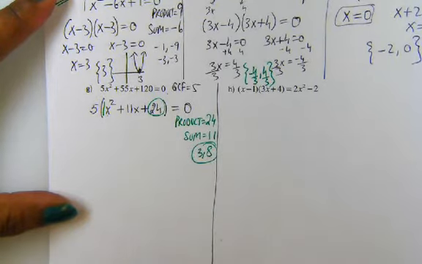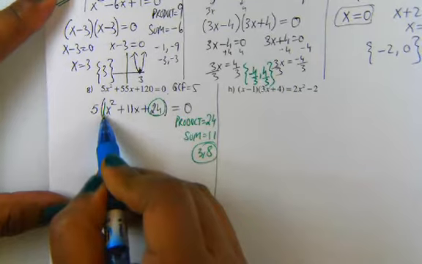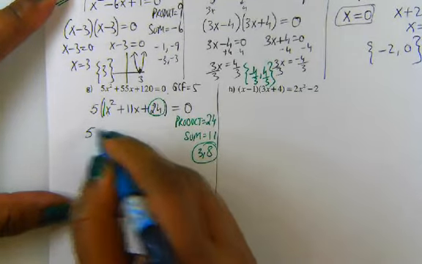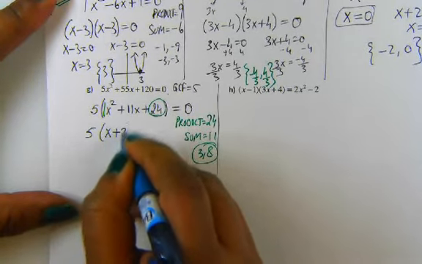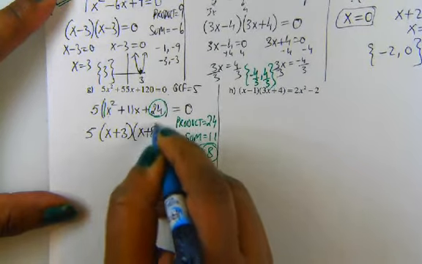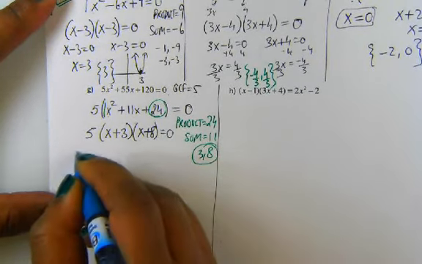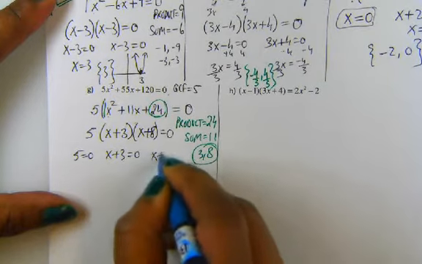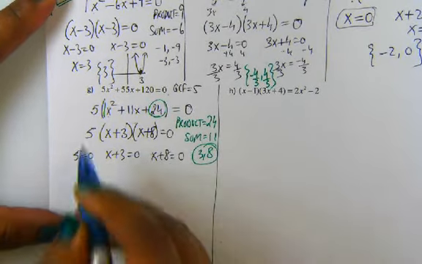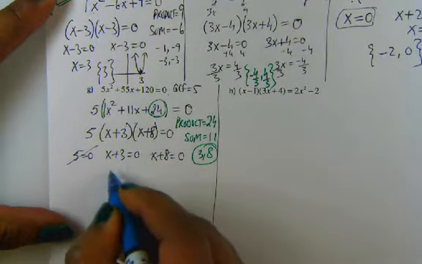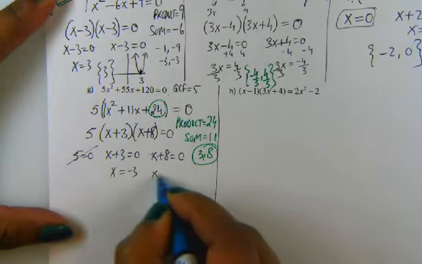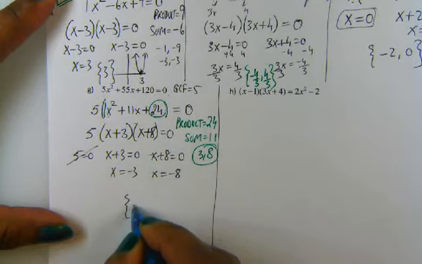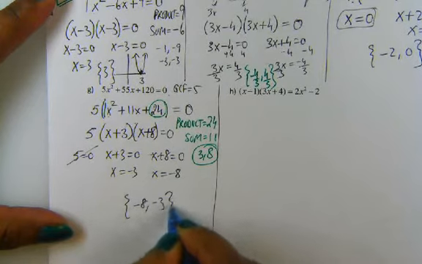So since the leading coefficient is 1, I don't have to break it apart. I can just write x plus 3, x plus 8 equals 0. So 5 equals 0, x plus 3 equals 0, x plus 8 equals 0. And 5 cannot be 0, so we omit it. So we have two solutions, x equals negative 8 and negative 3.